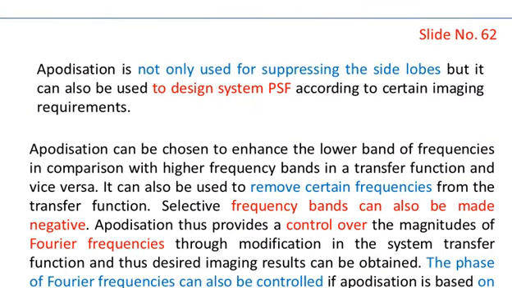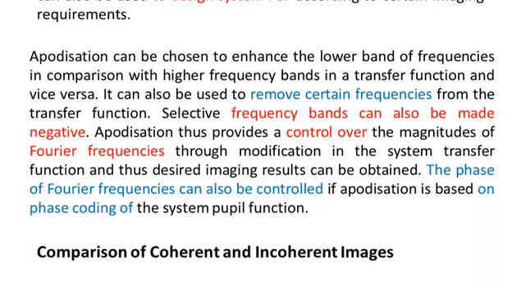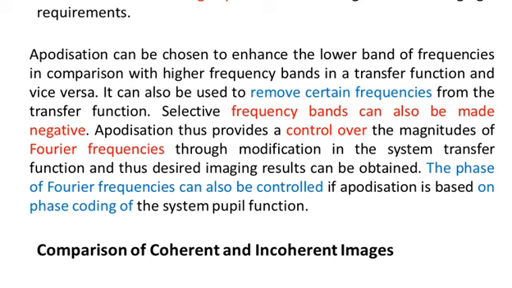Optimization is not only used for suppressing the side lobes, but it can also be used to design the system point spread function according to certain imaging requirements. Optimization can be chosen to enhance the lower band of frequencies in comparison with the higher frequency bands in a transfer function, and vice versa. So let me read again. Optimization can be chosen to enhance the lower band of frequencies in comparison with the higher frequency bands in the transfer function, and vice versa.